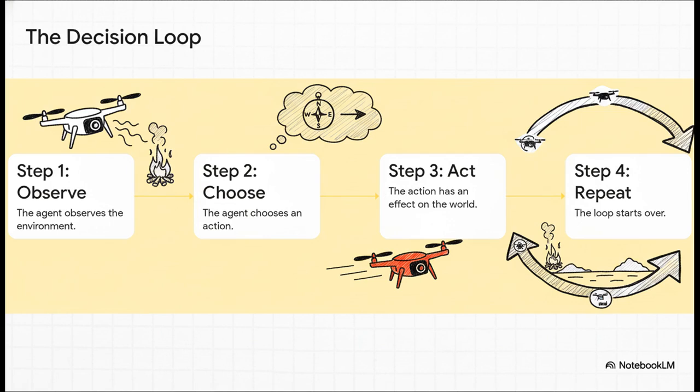So first, the drone observes its surroundings. Step 2, it chooses an action, like, okay, I'm gonna fly east. Then step 3, that action changes its perspective on the world. And finally, the loop starts all over again. This whole thing just repeats, constantly updating its understanding, thousands of times a second.